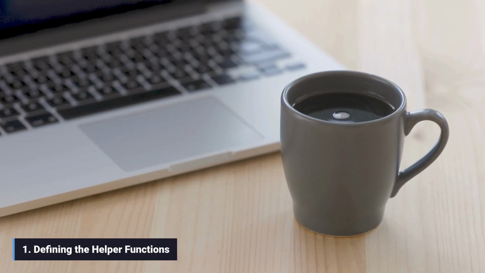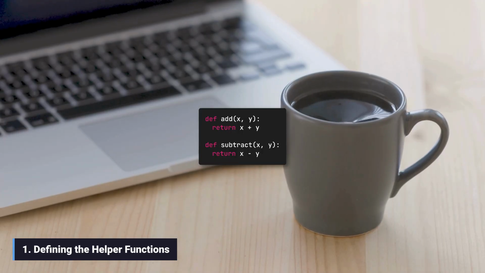1. Defining the helper functions. First, let's define two simple helper functions, add and subtract, that perform basic arithmetic. These are the functions we intend to pass as arguments later.